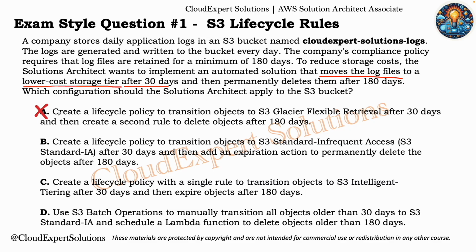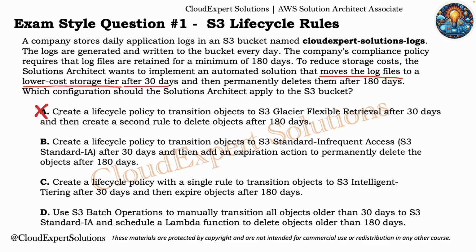Create a lifecycle policy to transition objects to S3 Standard Infrequent Access tier after 30 days, and then add an expiration action to permanently delete the objects after 180 days. This option leverages S3 lifecycle rules to automate both the transition and expiration actions. It is correctly identifying S3 Standard Infrequent Access because that is what the question wants, and after 180 days it is deleting those objects. So this seems a potential correct option. Let's park it and review the other options.